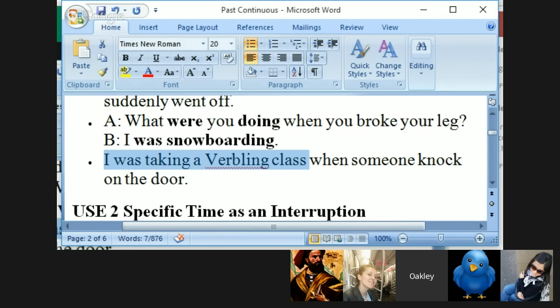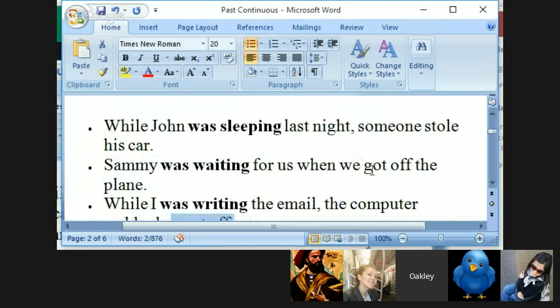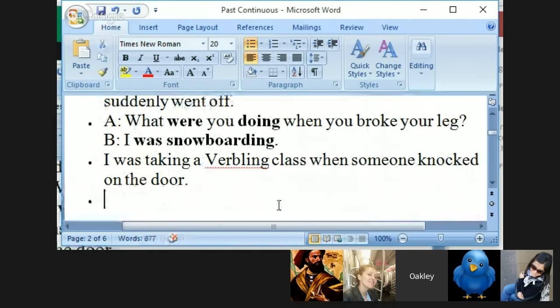Do you see the problem, Rebecca? The problem. When someone knocks. Problem. Yeah, the past. It needs to be past. Right. Or doing when you broke your leg. Writing an email when the computer went off. Past tense. Okay, last night someone stole. Past tense. Okay? Definitely. The other interrupting action has to be in the simple past.